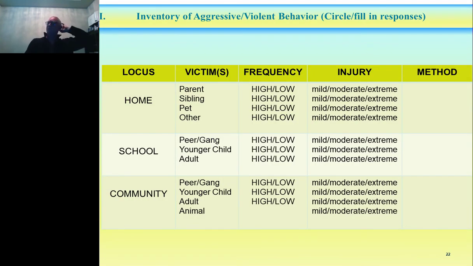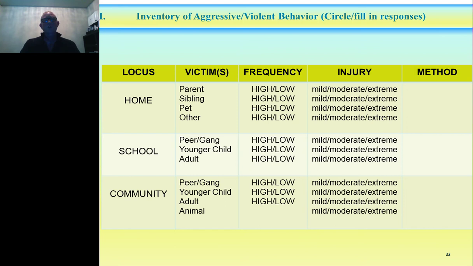All right. So once you've walked through these risk factor domains, the first domain is the locus of focus of potential victims: in the home, in the school, or in the community? Are we looking at potential victims as being parents, siblings, or animals and pets? Then there is the frequency of these aggressive acts. For example, if the child is regularly getting in fights with their siblings, hitting them and causing bruises and injury, is this a high frequency or a low frequency? And is the injury caused mild, moderate, or extreme?